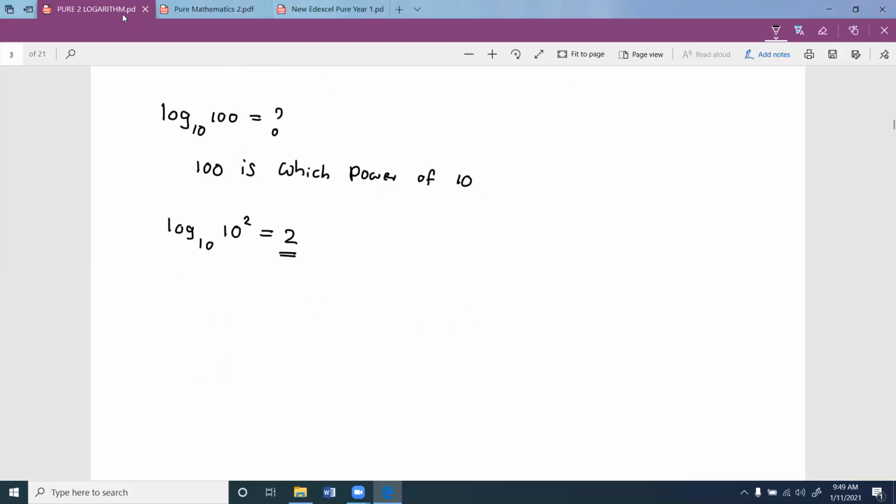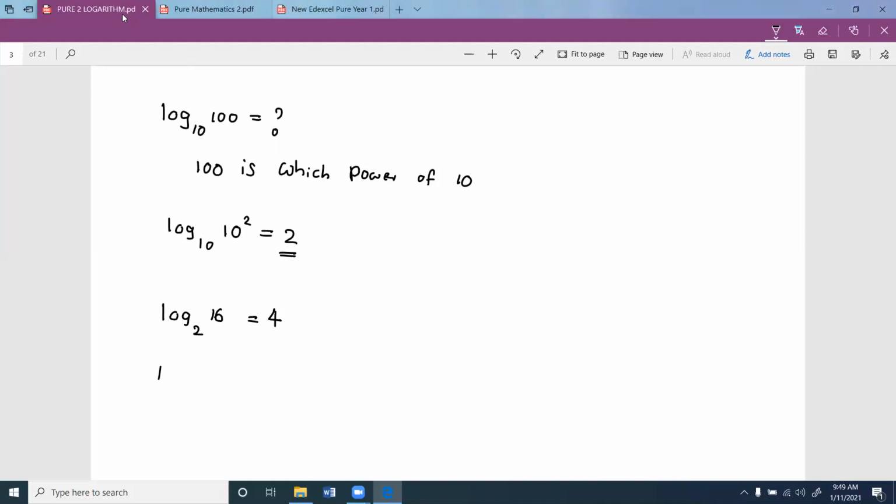Okay, then let's go to another one. If I ask you logarithm of 16 to base 2, what is the physical meaning of it here, Pute? 16 is 2 to the power what? If you write 16 as a power of 2, what will be the answer? 2, 4, 8, 16, 4. Great, that's 4. Good.